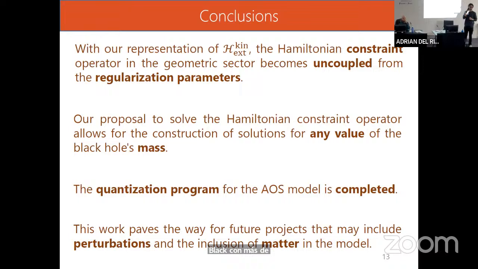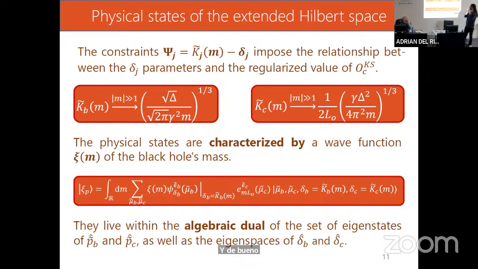So could you have a physical state in which the mass of the black hole has an exact single value? I mean, if the wave function of the black hole mass is a Dirac delta, I think that maybe yes, but I'm not sure.